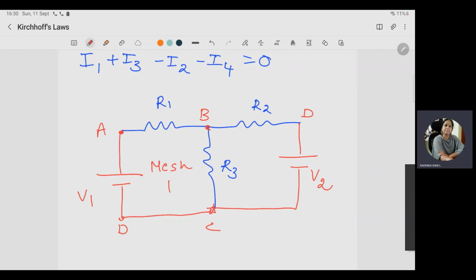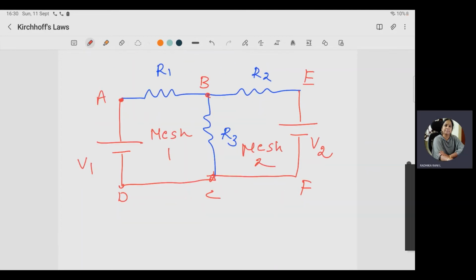So already D we mentioned, no? So take another point. So A, B, C, D. So E, F. Okay. So mesh 2. This is called as a mesh 2. Second mesh: B, E, F, C, B. Mesh 1 and mesh 2. Two meshes are there in this circuit.